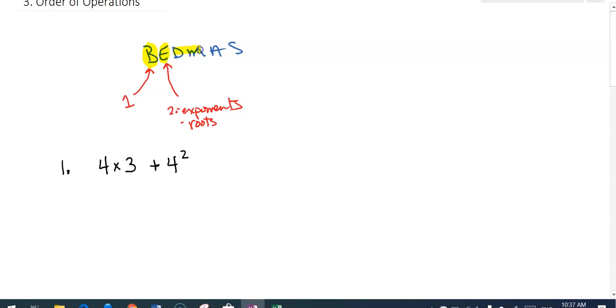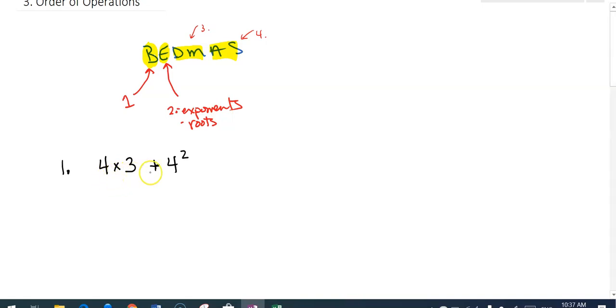And then third, our division and multiplication, left to right in the order they appear. And fourth is addition, subtraction, left to right in the order they appear. All right, so before we kept skipping that, but now we're going to work with that. All right, here we go.